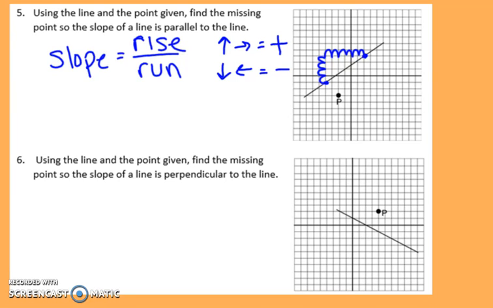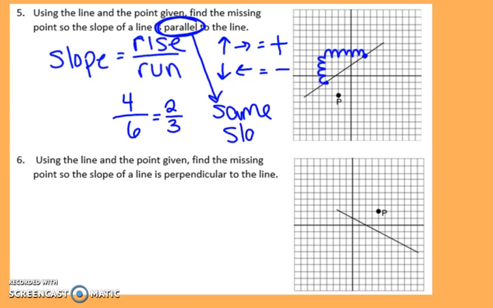So if I start at negative 4, negative 1, I went up 4, so that's positive 4, and I went to the right 6, so it's positive 6. So in this case, my slope is equal to 2 over 3. Now, the key word in this problem is parallel. Parallel means that they need to have the same slope.